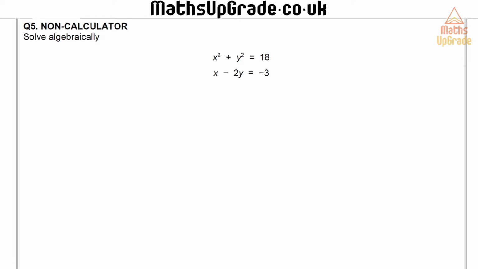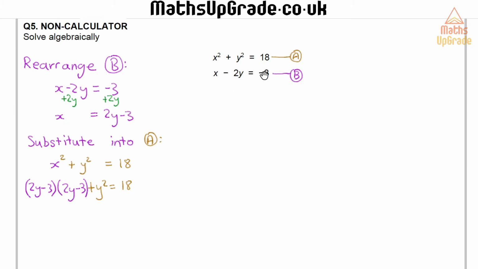Question 5 is very similar to question 4, which we just looked at. I need to solve these algebraically. Since there's two equations and two different unknowns, I need to use simultaneous equations. Again, if you're not sure on how to use simultaneous equations, be sure to check out my video on this channel. So what I'm going to do here, I'm going to rearrange this so that x is the subject of the equation. I can do that by just adding 2y to both sides. That gives me x equals 2y minus 3.